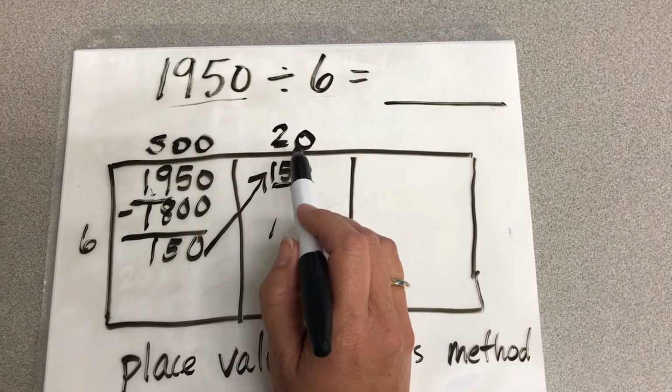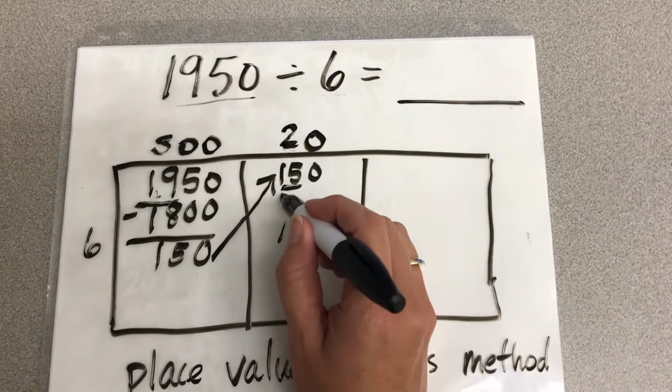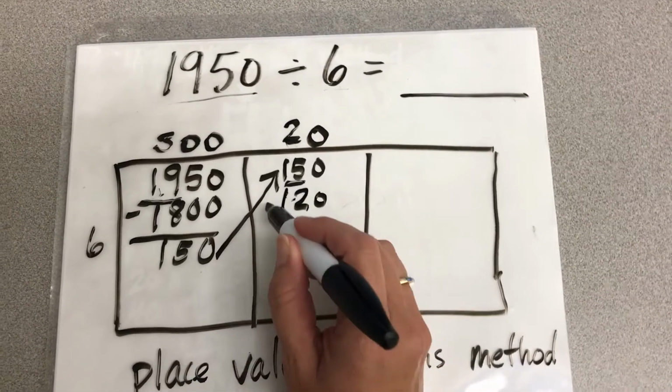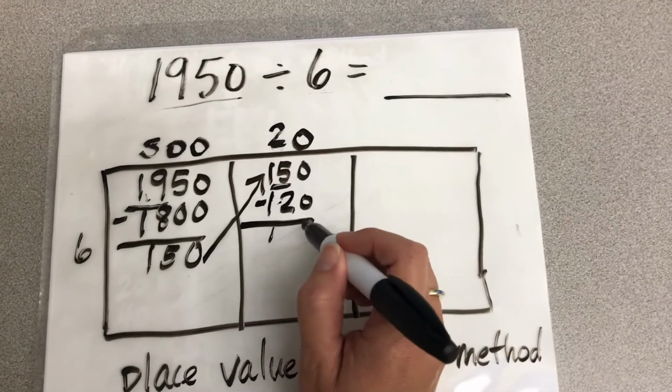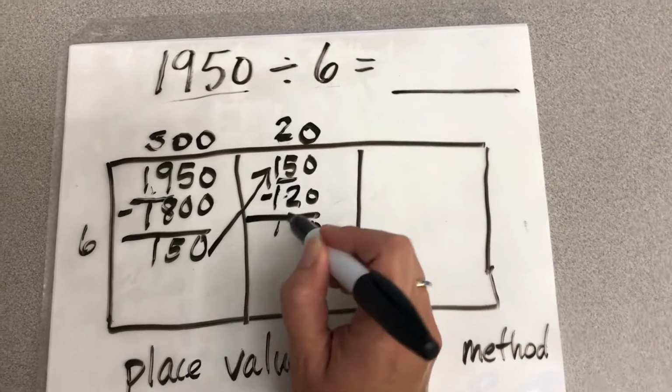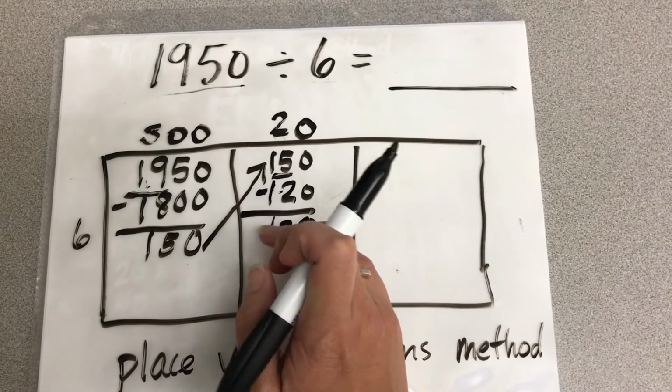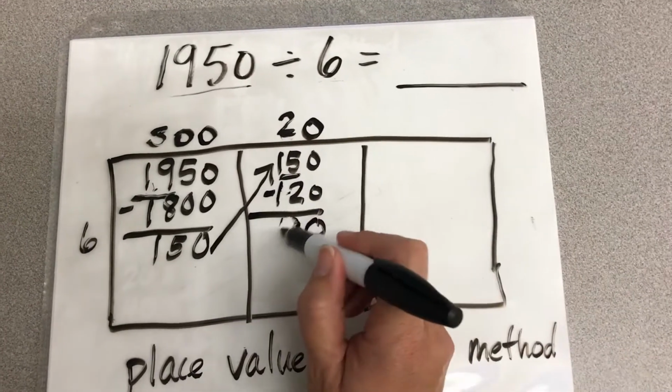And now the next step is to see how much is 20 sixes. And 20 sixes is 120. And what do I have left to divide? So I'll subtract to find that out. And I end up with 30 left to divide. All right, so 30 left to divide.